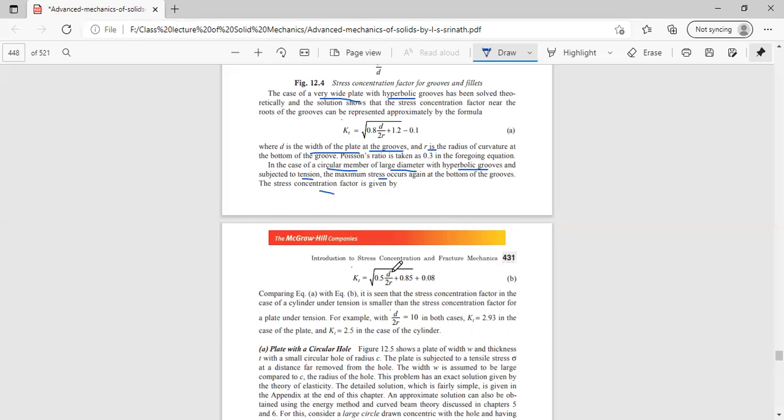So for a flat plate-like member compared to a circular member, the equation is slightly different. Here, this ratio D by 2R is taken as only half. There it's almost 80% of the ratio. Plus, in case of 1.2, 0.85 is another factor added, and in case of minus 0.1, minus 0.01, 0.08 is added. Thus these two equations are seen.